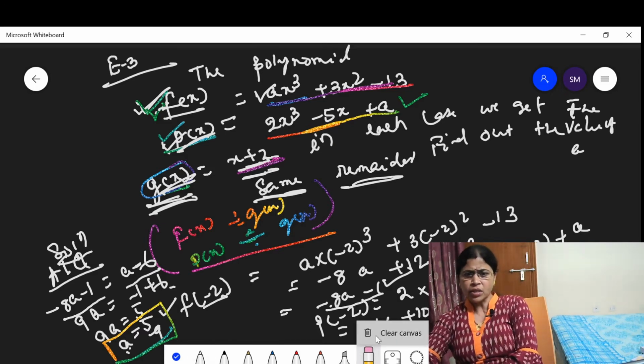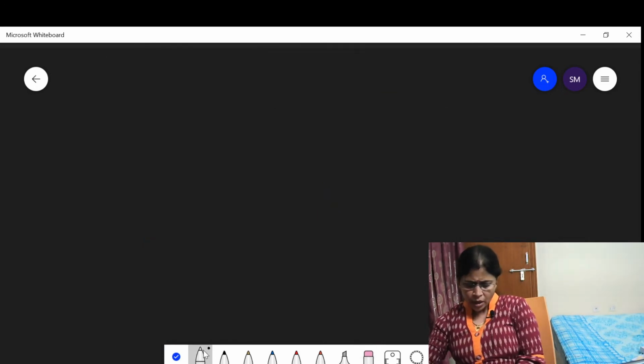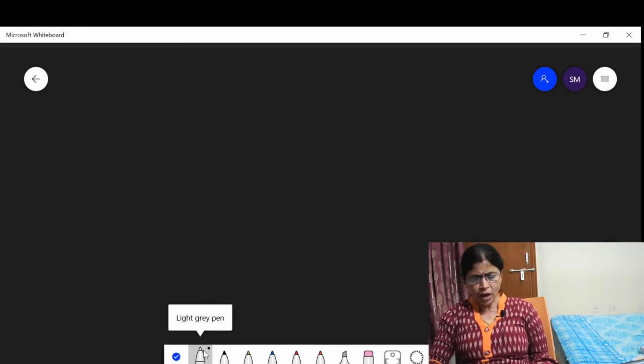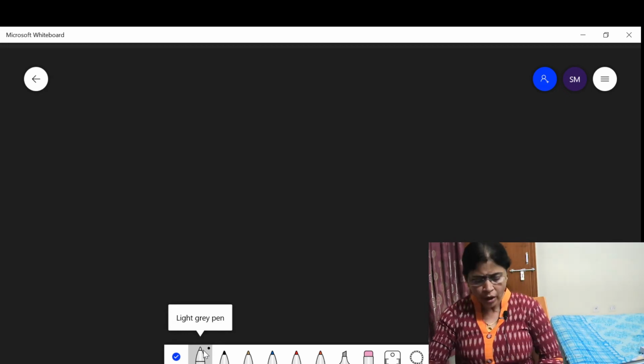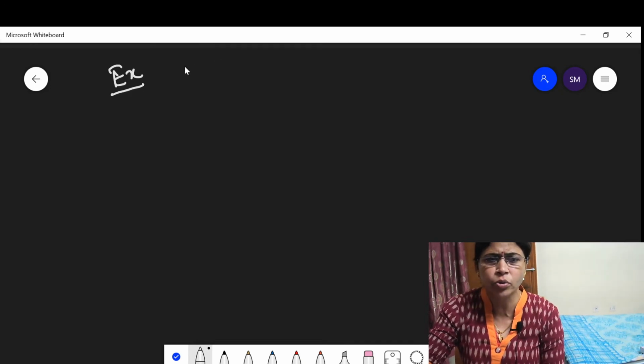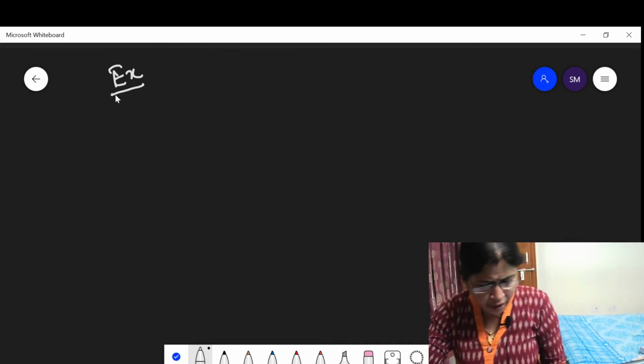Now let us discuss another example. Please students, note down the question and try to do it on your own. This example is also an application of the remainder theorem.